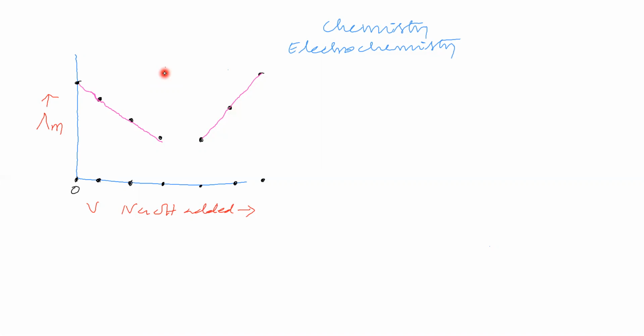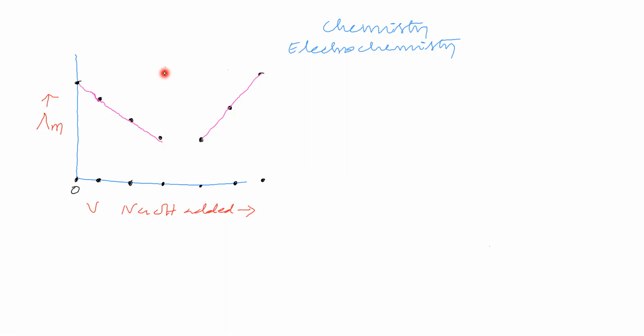So where will lambda m have its least value in this titration? Think about it. Will lambda m be least initially, or finally, or at the equivalence point, or before the equivalence point towards the left, or after the equivalence point towards the right? So the molar conductivity will be least at the equivalence point.